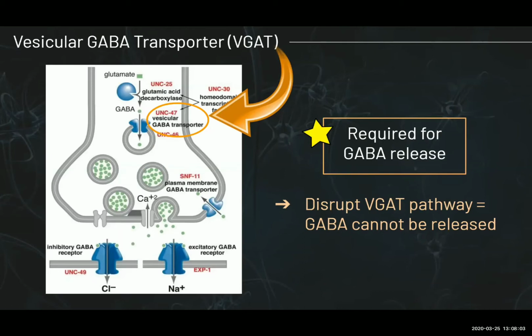Okay, so VGAT is required for GABA release and presynaptic release. In order to further test GABA, they disrupt the VGAT pathway so GABA cannot be released. So they cut the VGAT pathway.